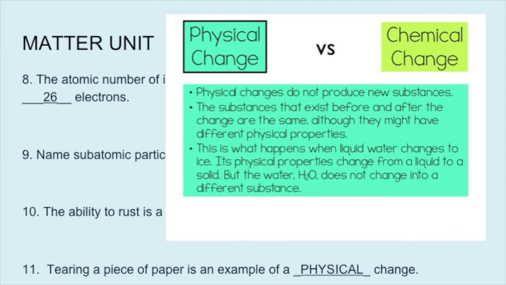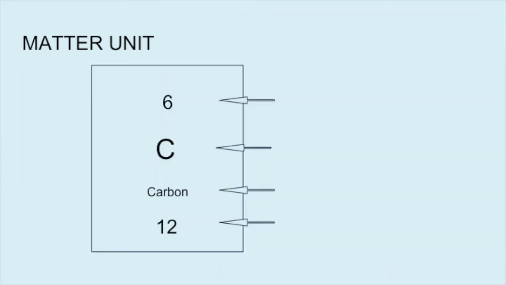And if you remember, physical changes are the ones that don't produce new substances. They're the same before and after. Chemical changes actually create an entirely new compound or new substance after the change. All right, so next we have a picture of our periodic table square, and it wants you to label each of the pieces.